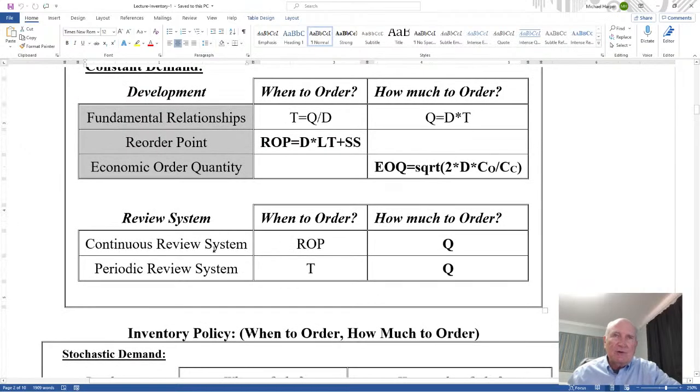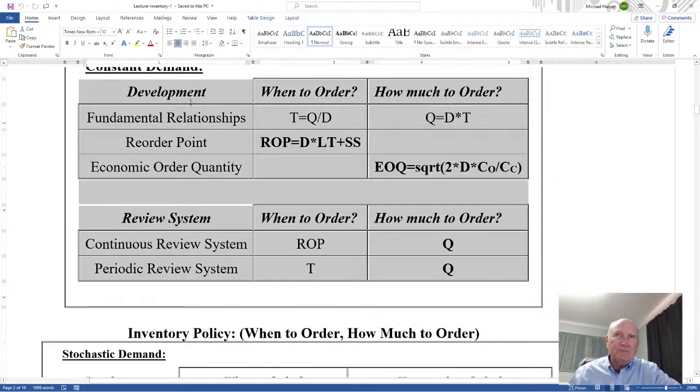Next, I'm going to represent an inventory policy in two different ways. In a continuous review system with ROP, Q: when to order, how much to order. In a periodic review system, T, Q: when to order, how much to order. And notice that how much to order both have Q, but when to order is where the change is between a continuous review system and a periodic review system. So this is what we're covering in this lecture.